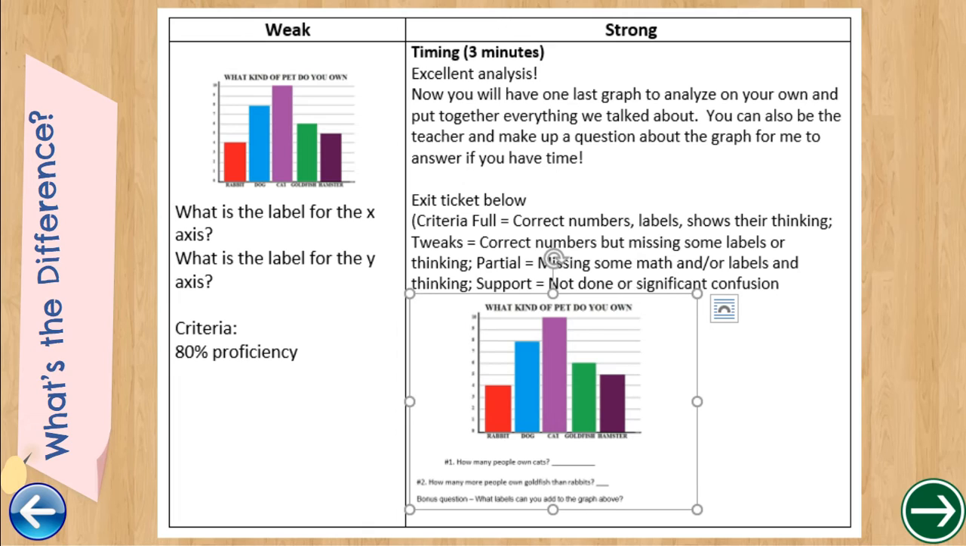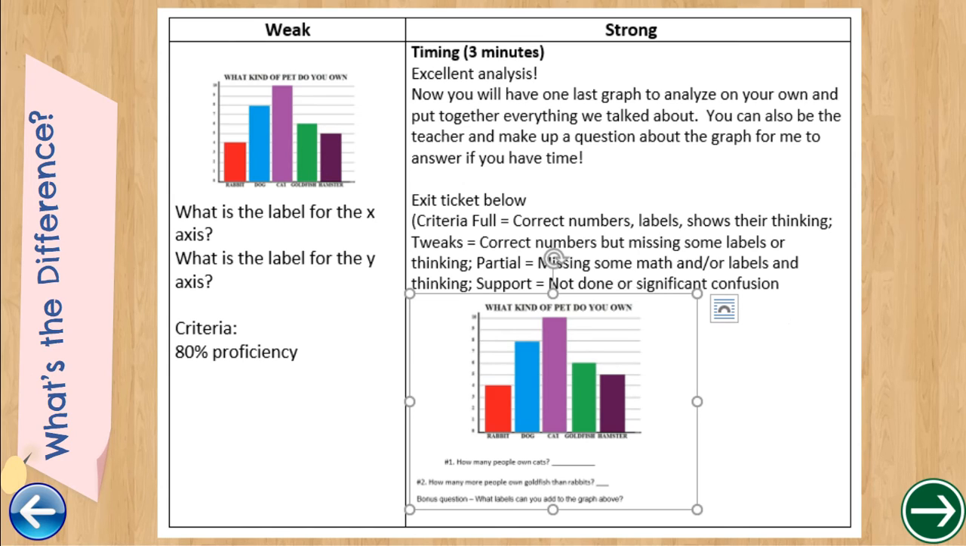And then you might want to tweak it. So correct numbers, but missing some labels. So that's just like a minor problem. Or a partial credit might be missing some numbers or labels or showing their thinking. And the students are really going to need support if they didn't do anything or they show significant confusion. So you can almost imagine you have a pile of these exit tickets in your hand and you're going to be sorting them into piles.